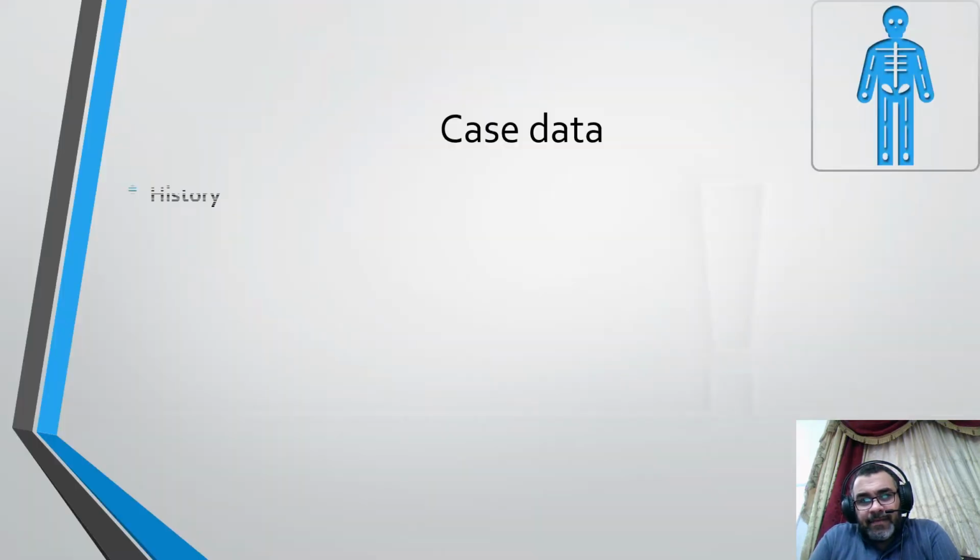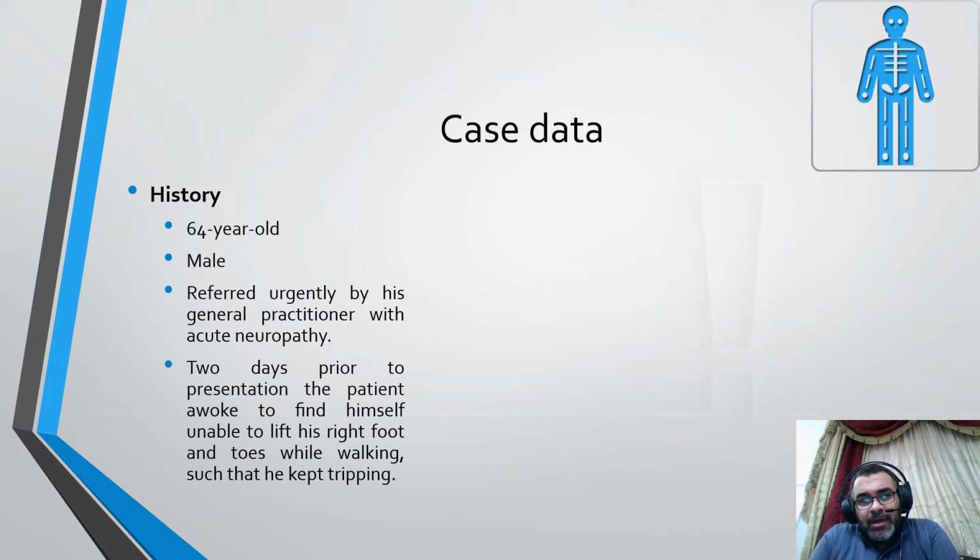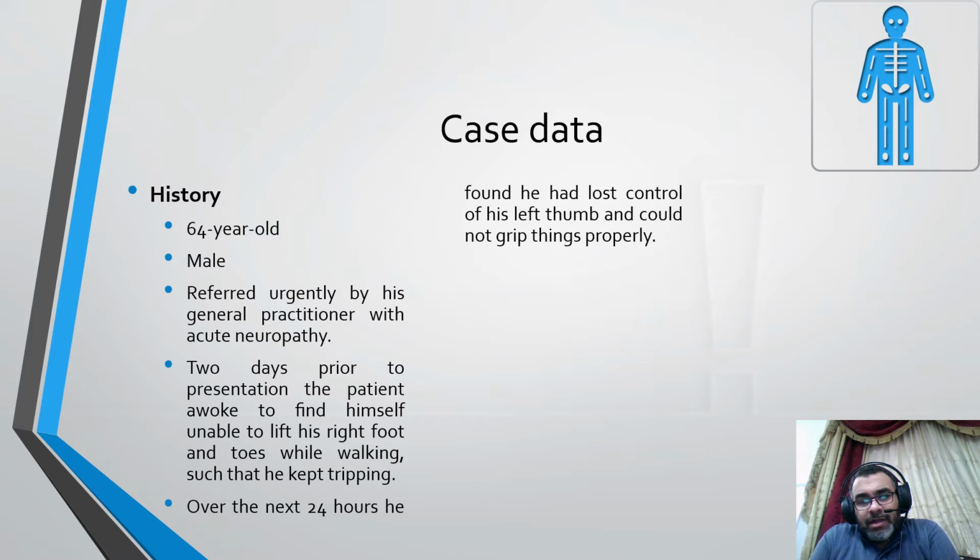Case data: a 64-year-old male referred urgently by his general practitioner with acute neuropathy. Two days prior to presentation, the patient awoke to find himself unable to lift his right foot and toes while walking, such that he kept tripping. Over the next 24 hours, he found he had lost control of his left thumb and couldn't grip things properly.